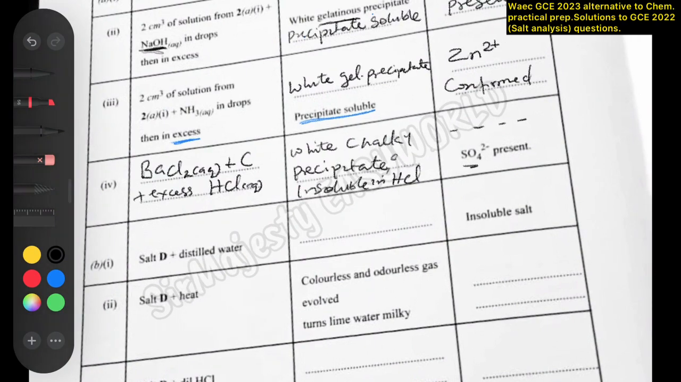The next one says salt D. They now changed the sample; we are now moving from C to D. Plus distilled water, insoluble. You say D did not dissolve in water. That's why it's insoluble. Then salt D plus heat: colorless and odorless gas evolved, turns lime water milky. The only gas that has this property is CO2 gas. That's what you report here: CO2 gas from CO3 2-, or HCO3-, let's make it clear here.